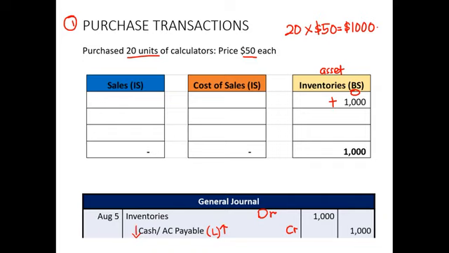This is transaction number one, and you have to remember this. Purchase inventory under the perpetual inventory system: you debit inventory, credit cash or account payable. What is the amount? 1,000. How do I get 1,000? 20 multiplied by 50.